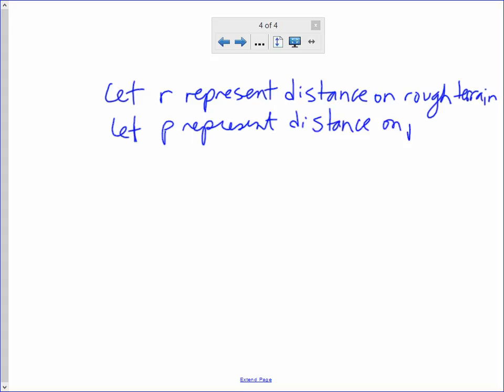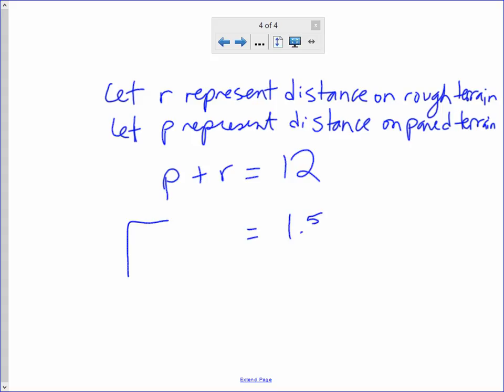Now, please watch, guys, or else you're not going to be able to do these. I know he traveled P kilometers on paved, R kilometers on rough. What happens if I put those two distances together? He traveled 12 total. We know another total, the total time. And I somehow write two expressions that mean time: time on paved plus time on rough equals total time.